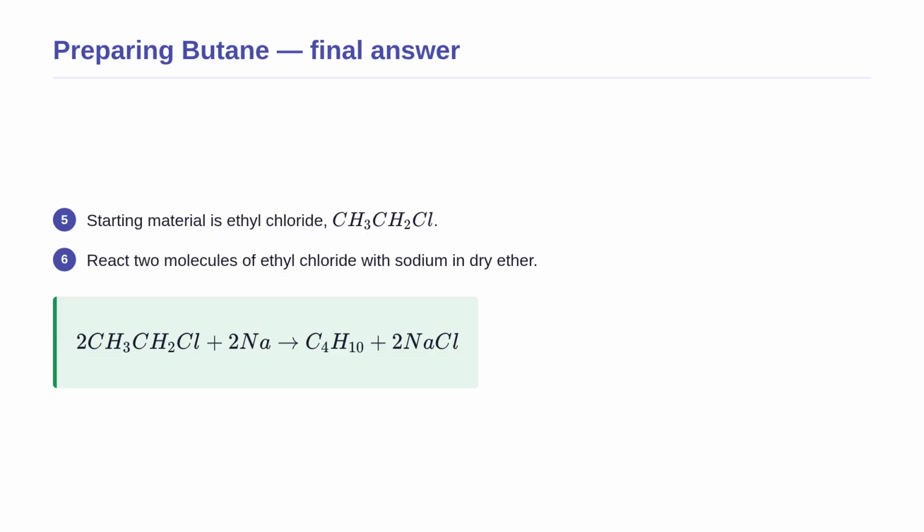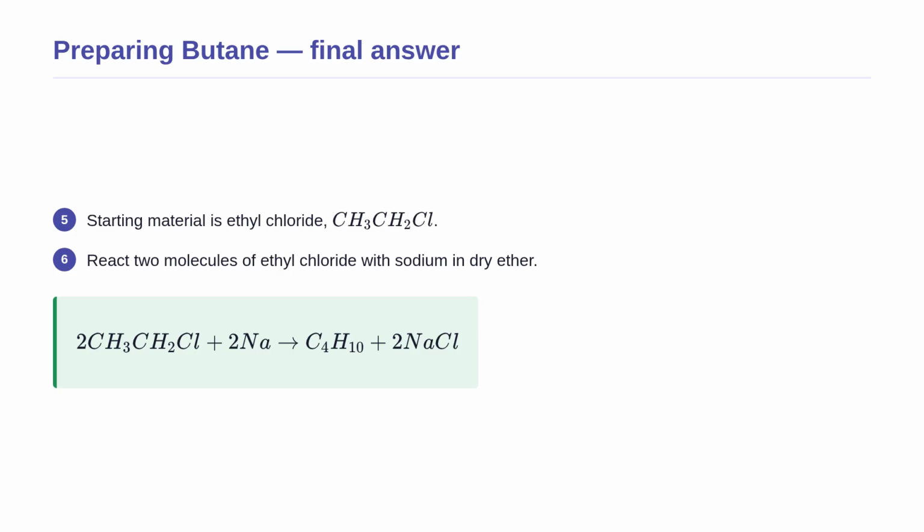Continuing with our synthesis, we now perform the actual reaction. Since we need an ethyl group, our starting material must be ethyl chloride. We react 2 molecules of ethyl chloride with 2 atoms of sodium metal in dry ether. The sodium atoms pull the chlorine atoms away to form ordinary table salt.